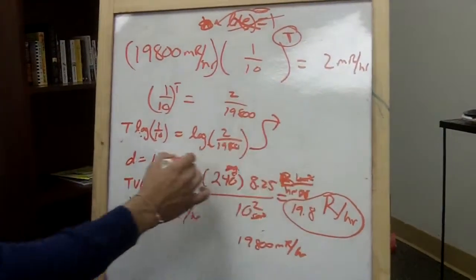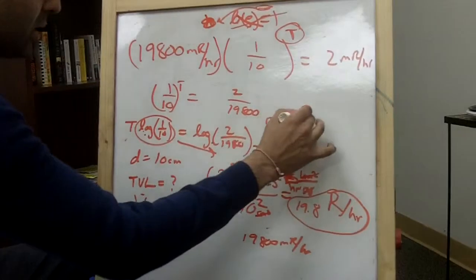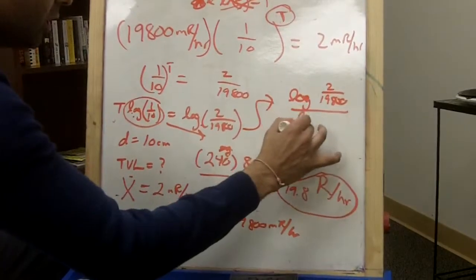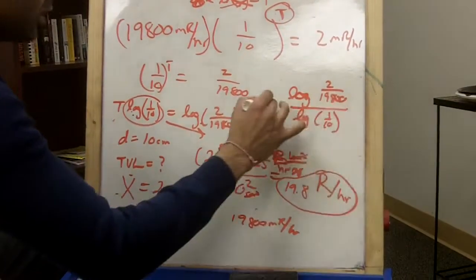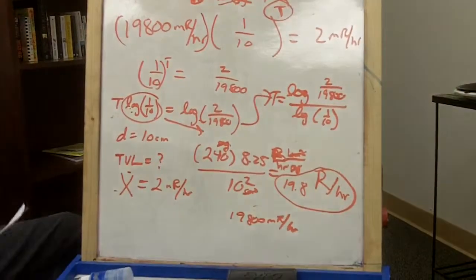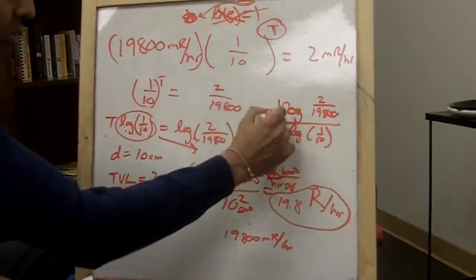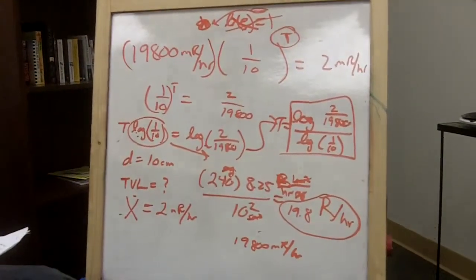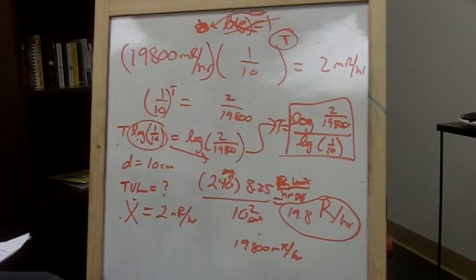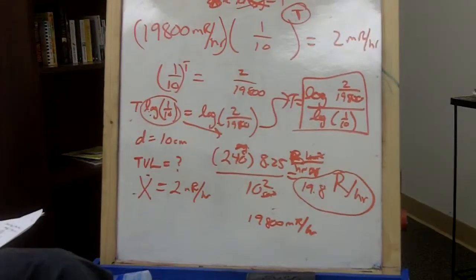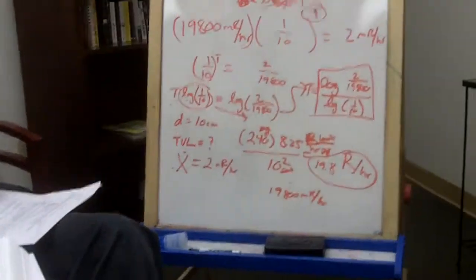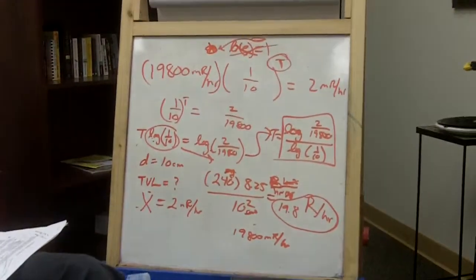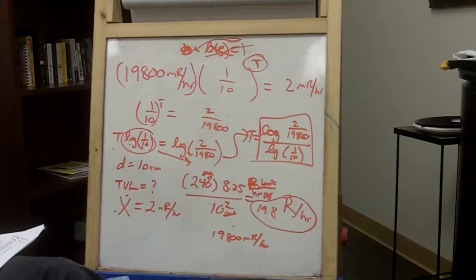Alternatively, you can rewrite this: the log of 2 over 19800 over the log of 1/10 is going to equal your t, and that will give you your number of tenth value layers. I want everyone to plug this into your calculator and see what you get. I got negative 3.9. It should be positive 3.9. Yes, positive 3.9.